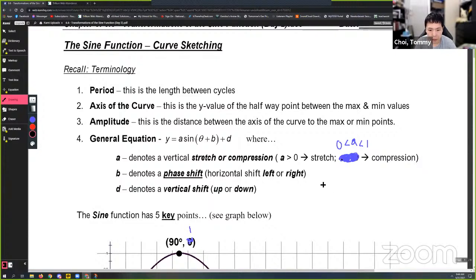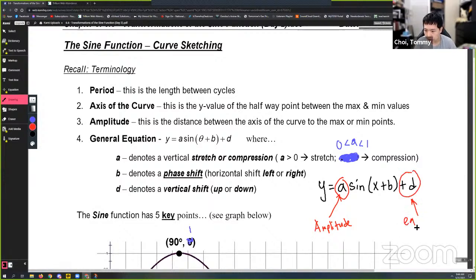So I'm going to copy down the equation again. Y is equal to A sine. I'm going to write (X plus B) plus D. There are 2 things that I want you to remember here. And this is going to save your lives. I promise you this. The A value is the amplitude. The D value is the equation of the axis.